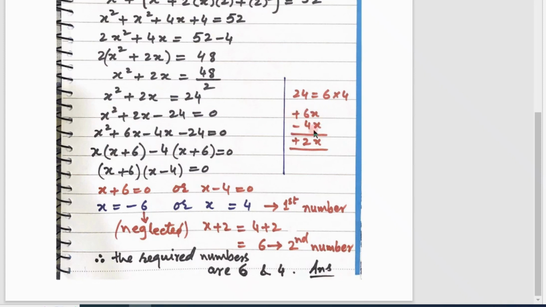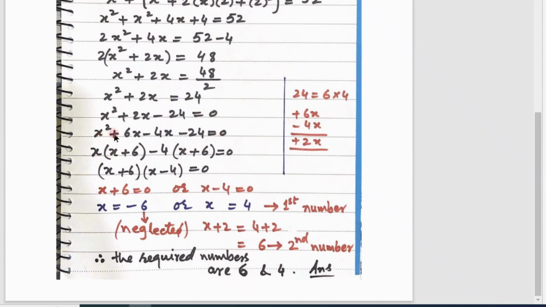We will replace plus 2x by plus 6x minus 4x, like this. Now instead of plus 2x, we will write down plus 6x minus 4x, because ultimately these two terms mean plus 2x. If you are able to get this plus 2x back from this breaking, then it means you are right, otherwise you are wrong. Minus 24 is equal to 0, because 24, when shifted towards the left side, makes the right side 0.